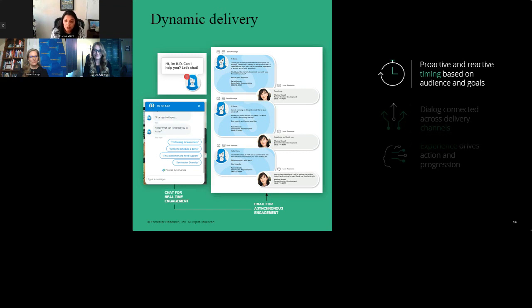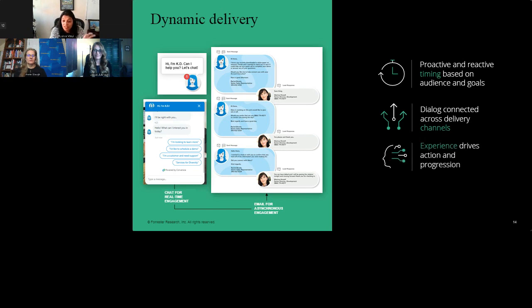And so what you then want to do is understand how to then nurture. Especially in B2B marketing today, email is still the primary tool of use, right, to try and drive that additional education and consideration stage. So email is great for that asynchronous engagement when you're trying to engage on the buyer's time, when they're trying to look at something and see if they're ready to continue and maybe actually connect with a person. So your delivery here, to your point, has to be proactive and reactive, with timing based on that audience's goals. You want to be able to have that dialogue connected across different delivery channels, and you want an experience that drives action and progression, which you have seen not only in the last example, but also in this example as well.